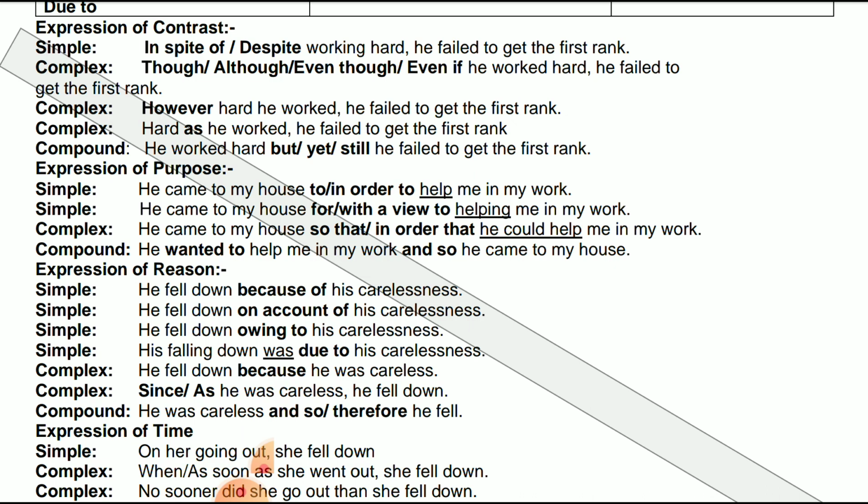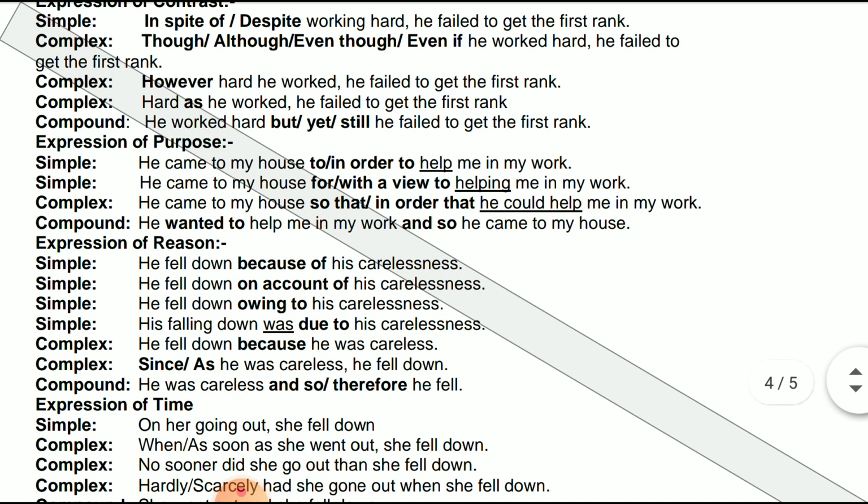Though he worked hard. So though plus he, that is subject, plus worked, that is verb, and hard is an adverb. Here, when we use however plus hard, that is adverb, plus he, that is subject, plus worked, that is verb. So this sentence structure you should note down and memorize: when you use however, the sentence structure should be however plus adverb plus subject plus verb. When you use though, although, even though, even if, the sentence structure should be though, although, even though, even if, plus subject plus verb plus adverb.